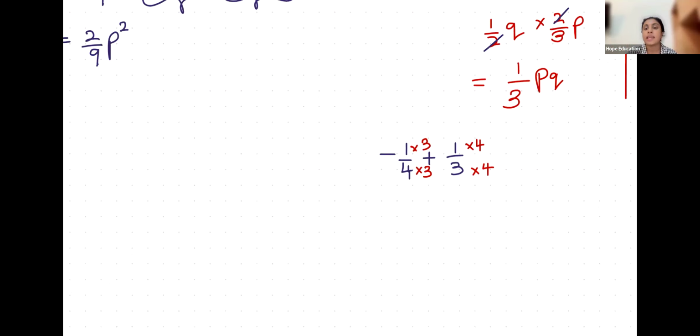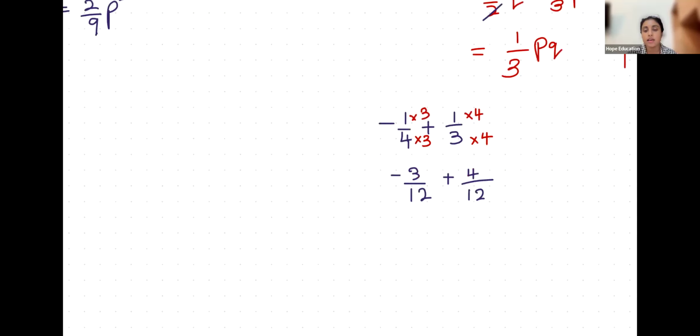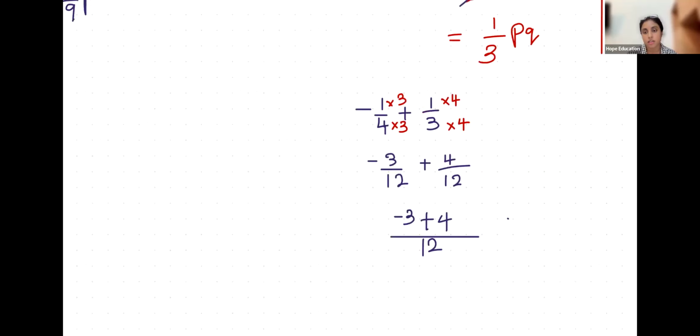So minus 1 times 3 is minus 3. 4 times 3 is 12. Plus 1 times 4 is 4. 3 times 4 is 12. Then we have the common denominator. Minus 3 plus 4 means it's plus 1. So plus 1 over 12.